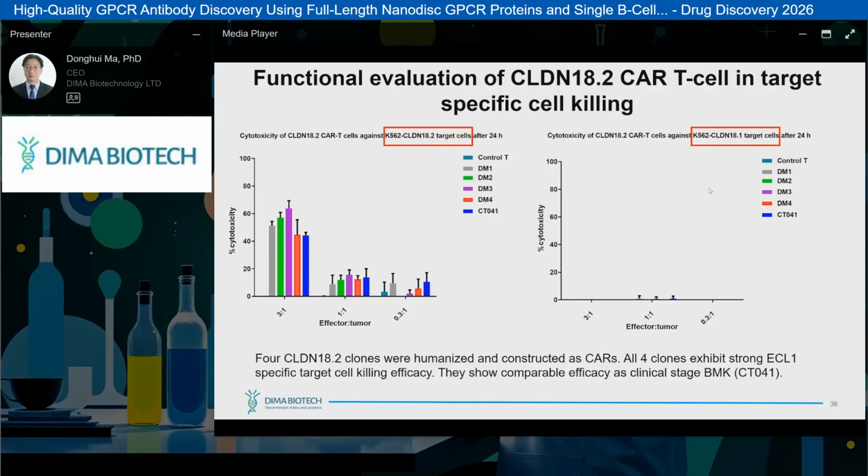From this CAR T tumor cell killing test, you can see our 18.2-specific mAb-converted CAR T cells show very specific cell killing effects. As a benchmark, BMK, we used CT041, a benchmark in clinical trials. Four of our clones show comparable functionality and specificity compared to the benchmark antibody.